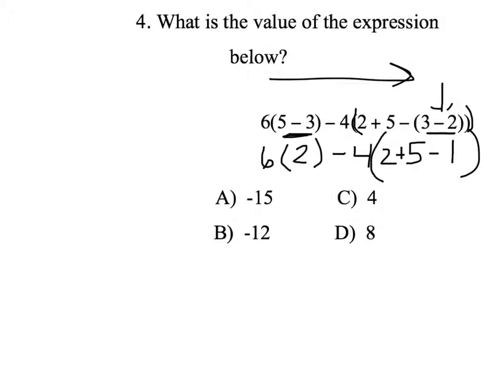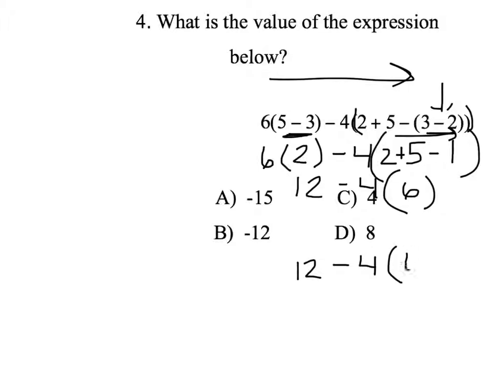So now I'm going to go back and simplify this again, reading from left to right. 6 and 2 make 12 minus 4. And then I have to simplify these parentheses. I do addition and subtraction from left to right. So I'm going to read this left to right. 2 plus 5 is 7. 7 minus 1 is 6. So I'm going to rewrite this down here so you can see it. It's 12 minus 4 times 6.